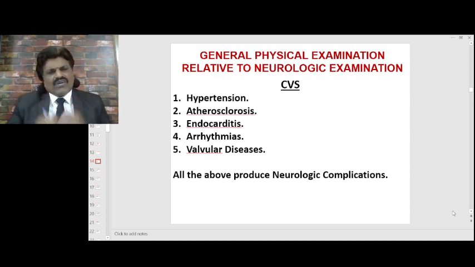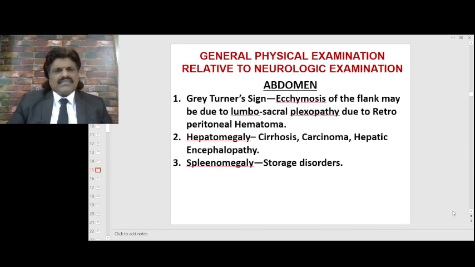Then we have to check the cardiovascular system. Hypertension, atherosclerosis, endocarditis, arrhythmias, valvular diseases, all of these produce neurologic complications. So we should always check for hypertension, atherosclerosis, endocarditis, arrhythmias and valvular disorders.